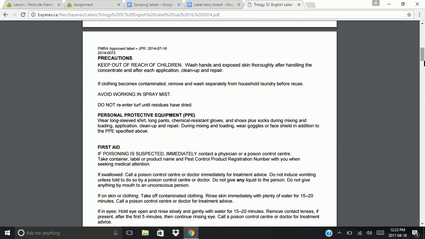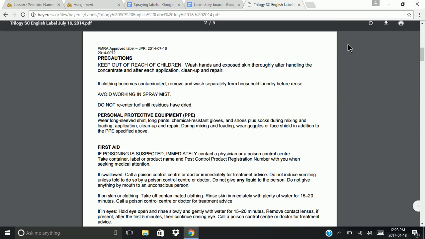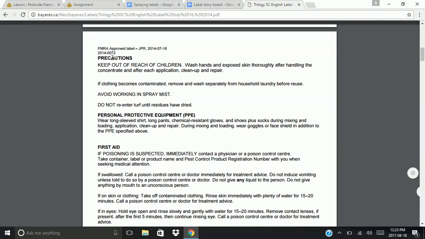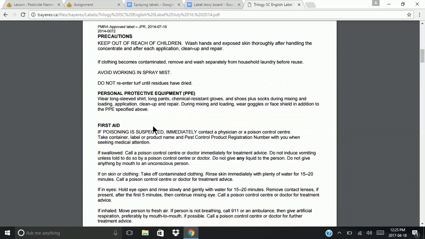So after you look at the front page of the label, you will get into your safety procedures. First up, you'll have a look at your precautions, and you must follow these in order to make sure you have complete safety. After that, you'll have your PPE, and this is what you must wear while applying your product to ensure that none of the product will get on you.